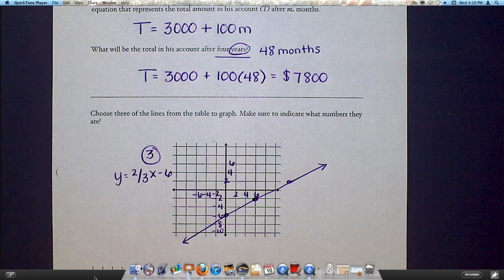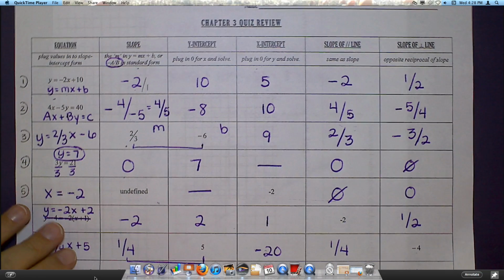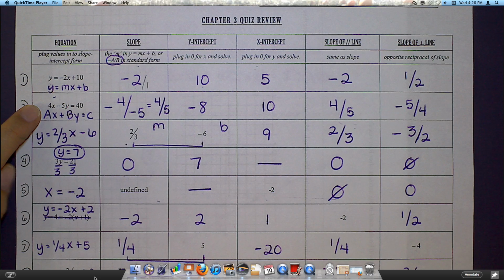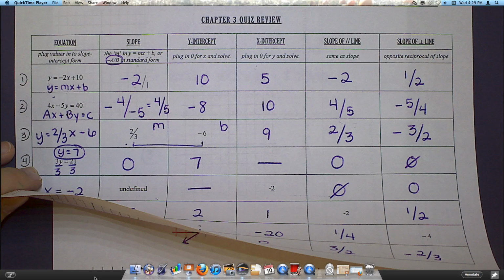Okay, so that was question number 3. I want to look at graphing one of the ones that's in standard form, and the only one I see that's in standard form is question number 2. Question number 2 is given to you in standard form, 4x minus 5y equals 40. Gosh, I might have a hard time getting this one on the graph though too.